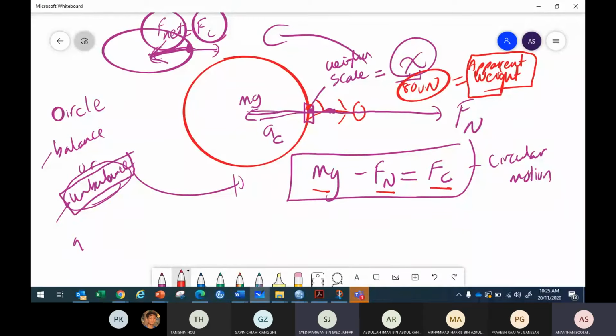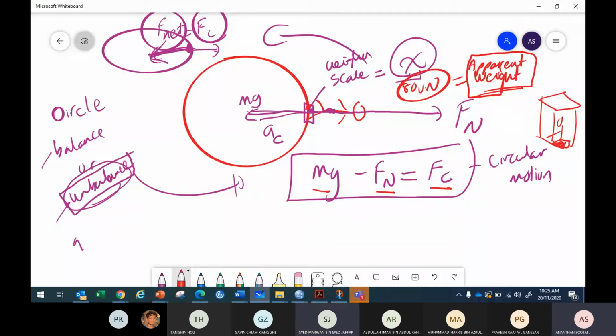What is meant by apparent weight? This is the weight you feel. But in reality, your actual weight is different. Like in a lift. You are standing in the lift. Let's say you have a weighing scale at the bottom of you.